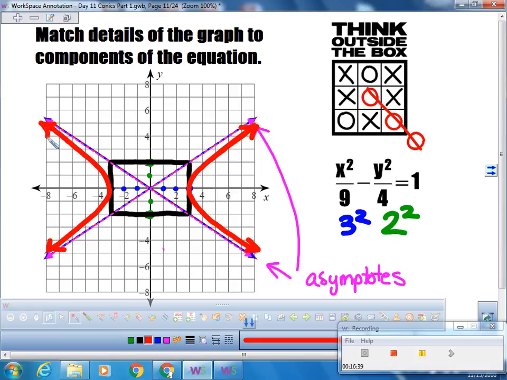All right? So, vocab. We have minor. We have major. We have minor. These are both axes. We have a center, we have asymptotes, and we have branches. So branches look like this, asymptotes look like this, and my center. All right? Ready to go on?